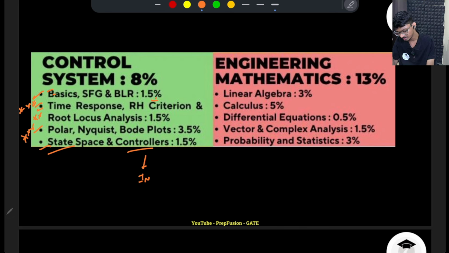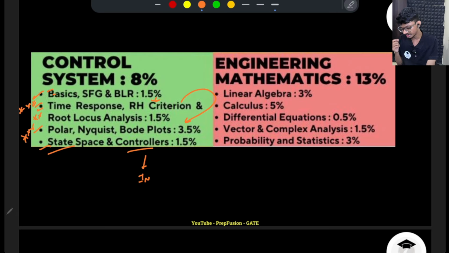Okay, RH criterion, maybe you don't need to give that high a priority. What is RH criterion and how to use it, that is the most important part, because you will use RH criterion everywhere, in Nyquist plot, in frequency response as well. And basics again is very important, you cannot ignore the basics.